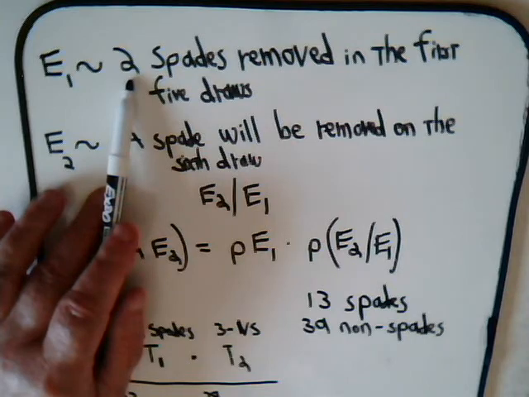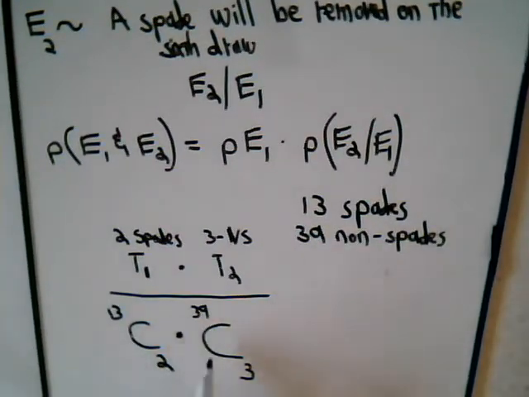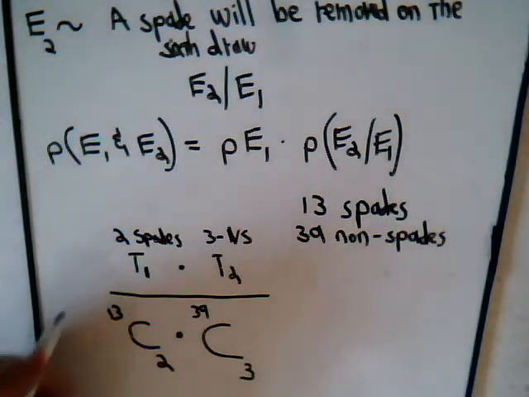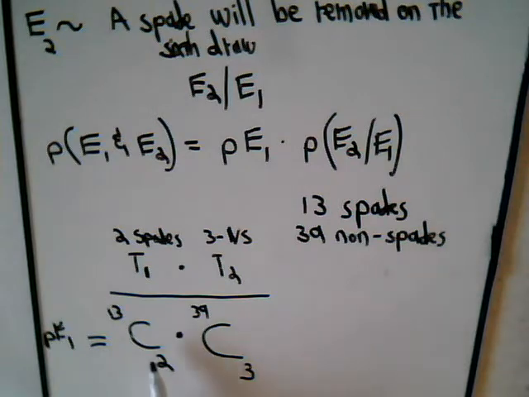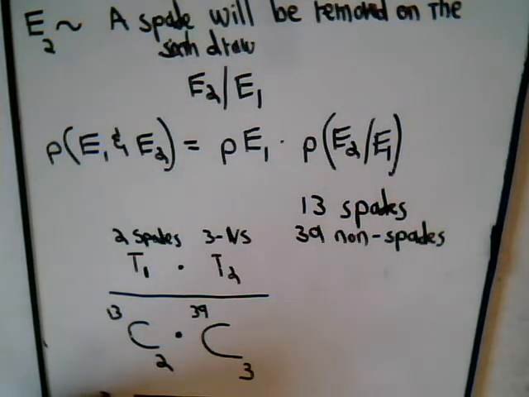How many ways can we do that? That's what this expression right here is. Now the probability of E1 happening will be equal to the number of ways that we can remove 2 spades and 3 non-spades from the deck, divided by the total number of ways that we can remove 5 cards from the deck.